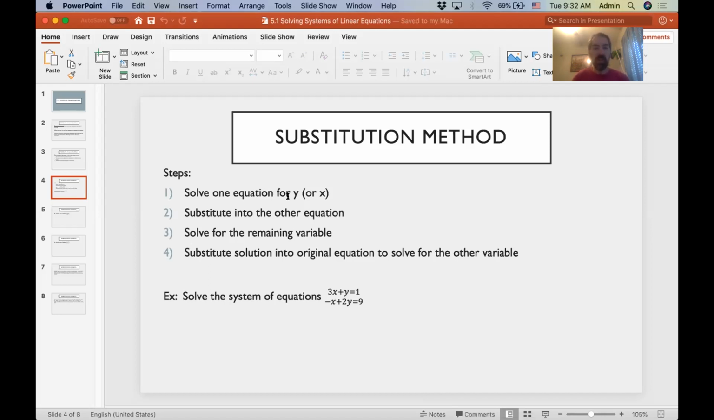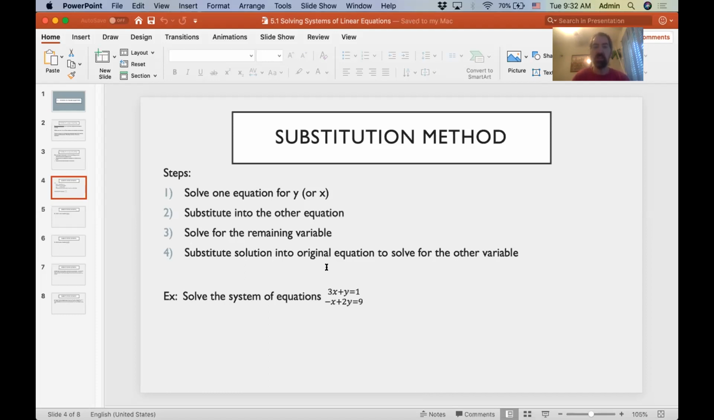After you've solved for a variable, then step two, you'll substitute that equation into the other equation. That will reduce that equation down to one variable. And so step three, you can solve for that remaining variable. After you've solved for x or for y, you'll then substitute that solution into the original equation to solve for the other variable. And your solution is going to be an ordered pair, an x comma y.